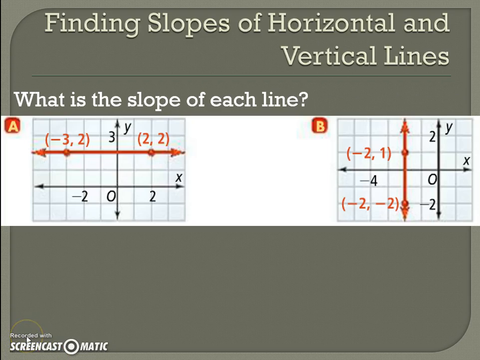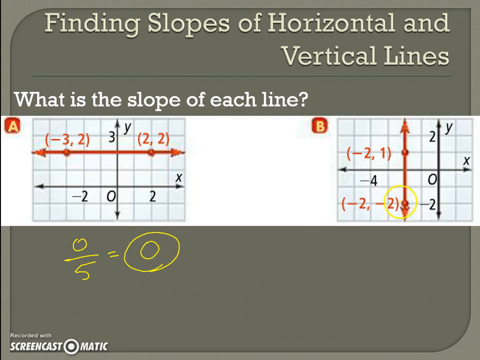All right, finding slopes of horizontal and vertical lines. What is the slope? Well, if I try to do the slope triangle on this, the rise is, well, I don't ever really rise, right? So I'd say that's a rise of 0 over, and then I go, it looks like 5. And 0 divided by 5 is 0. So the slope of a horizontal line is always 0.